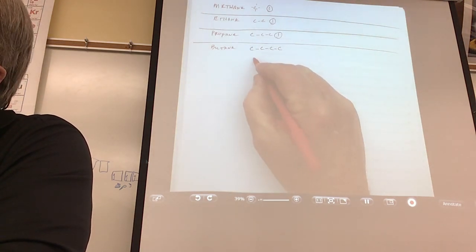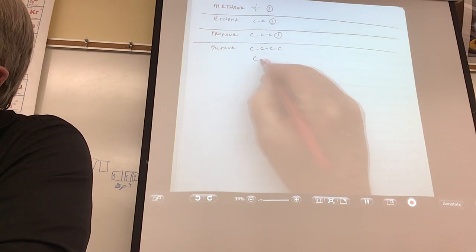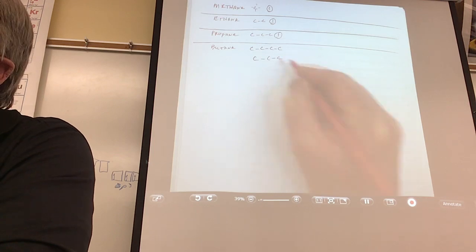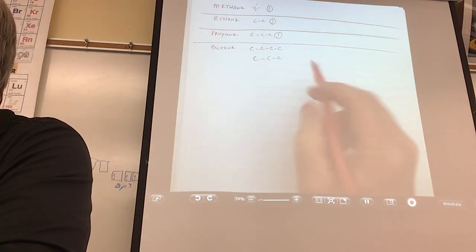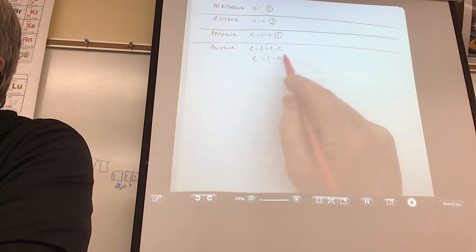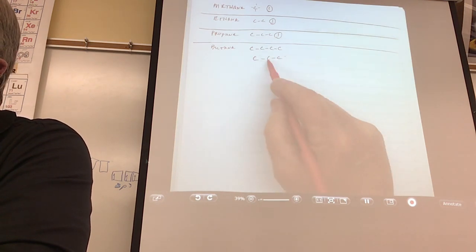Is there another way to do this though? I don't have any more of a 4 in a row, but what if I did 3 in a row and a branch? Can you put a branch here? Here? Here? Here? Okay.